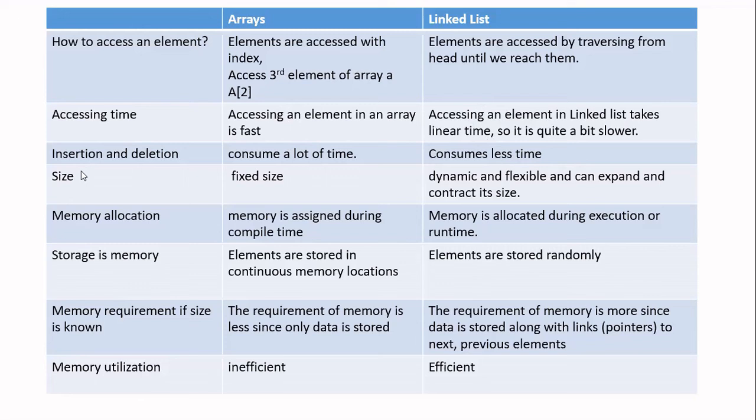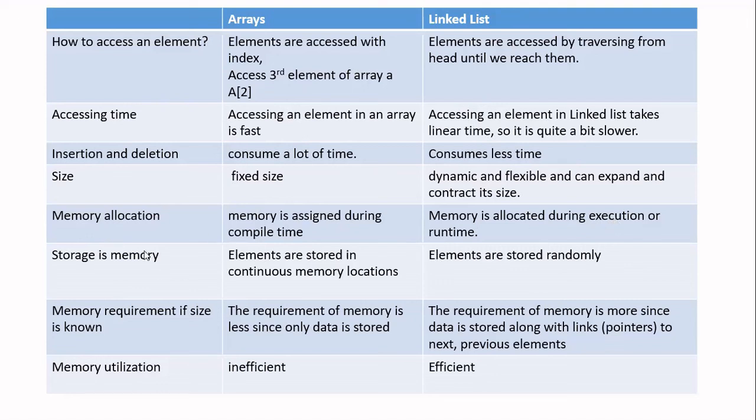Then what about the size? In case of array, we go for fixed array memory location. Whereas in case of linked list, it is dynamic and flexible. Whenever you want a node, you can create it by means of dynamic memory allocation. If you don't want it, you will release it. So it is going to save the memory. And memory allocation, in case of array, is mostly done during compile time. Whereas in case of linked list, always we will do the memory allocation during the runtime.